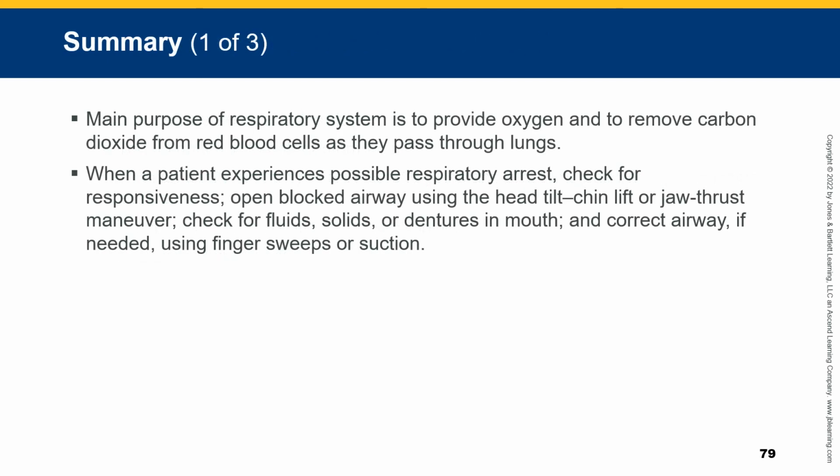So let's summarize what we've covered in Chapter 7. The main purpose of the respiratory system is to provide oxygen and remove carbon dioxide from red blood cells as they pass through the lungs. The structures of the respiratory system in children and infants are smaller than corresponding structures in adults. Think of it this way. Children and infants are not mini adults. They are distinctly different physiologically from grown adults.